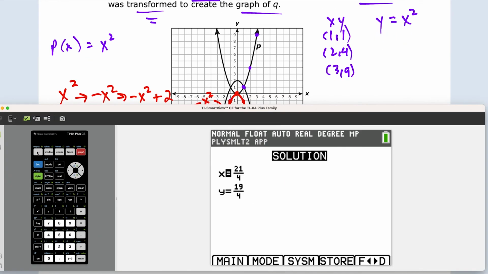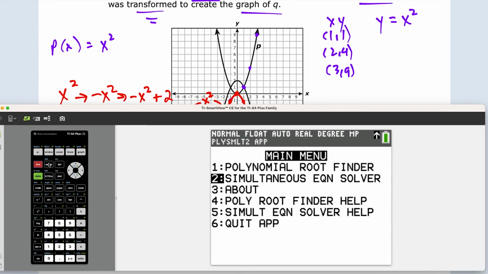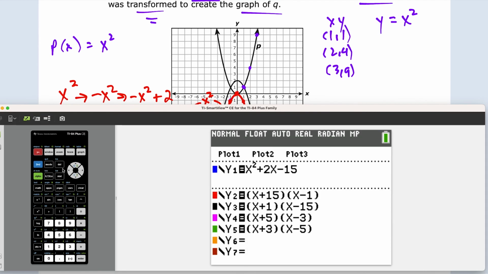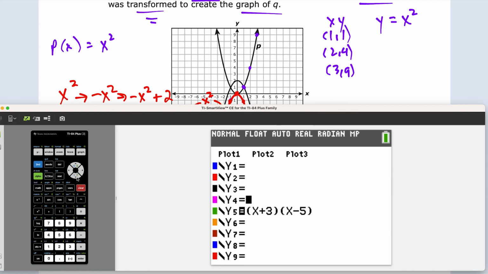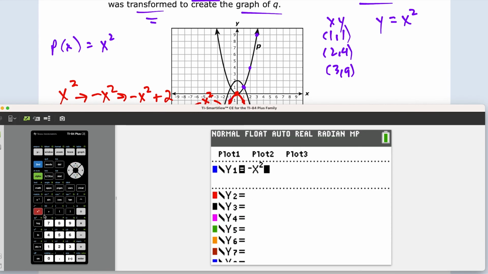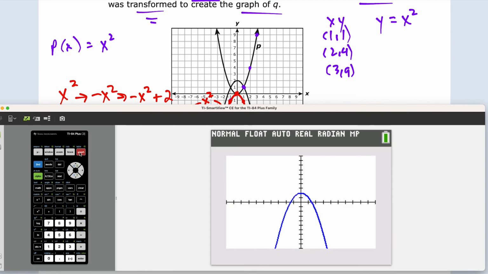But if you want the easy way to do this, once again, just go through all the answer choices. We're going to press second mode to get off that screen. And I'm going to clear out all this other stuff. And we could just type in our answer choice here of negative x squared plus 2. So we'll go back to y1 here. And we're going to write in negative x squared. And then we type in our plus 2. And notice that this matches the graph that we want, the graph of q.